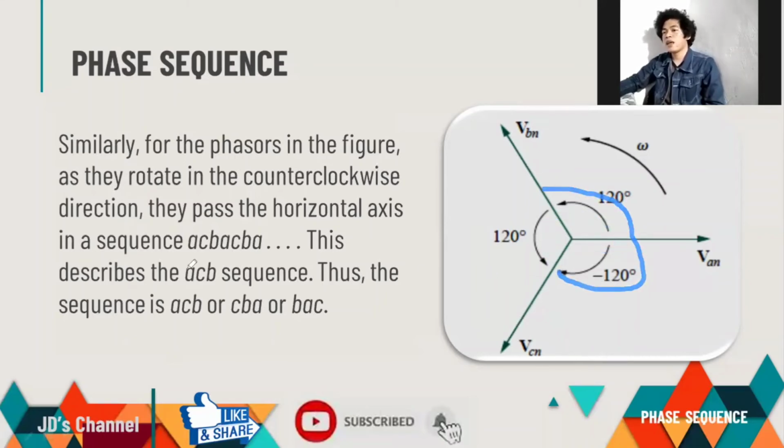As the rotor, our generator, rotates in the counterclockwise direction, the phasors pass the horizontal axis in the sequence ACB, ACB, ACB. This describes the ACB sequence. Thus, the sequence is ACB, ACB, or BAC. So, they are all the same, class.